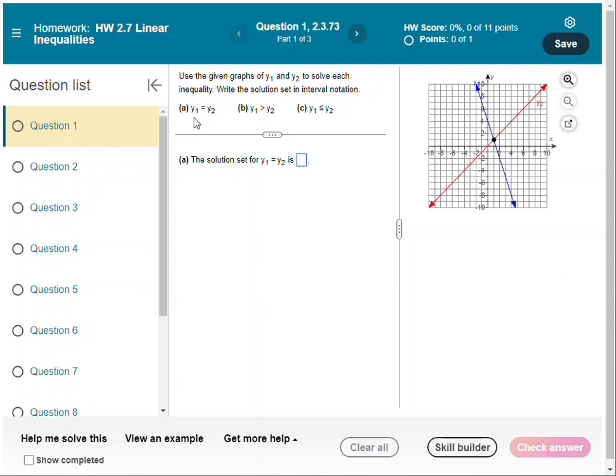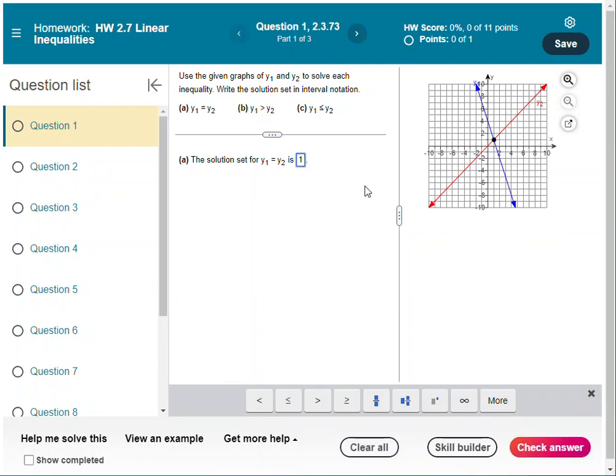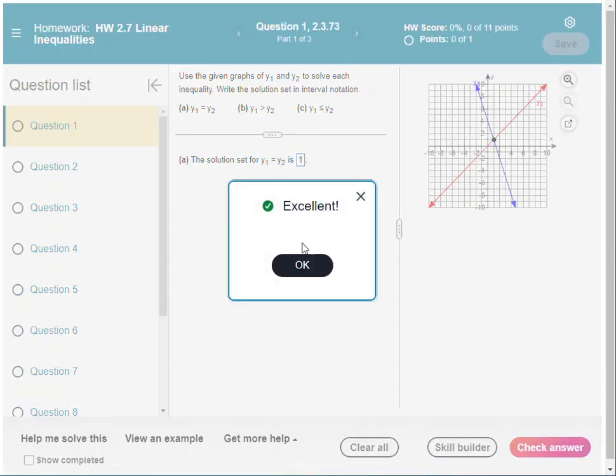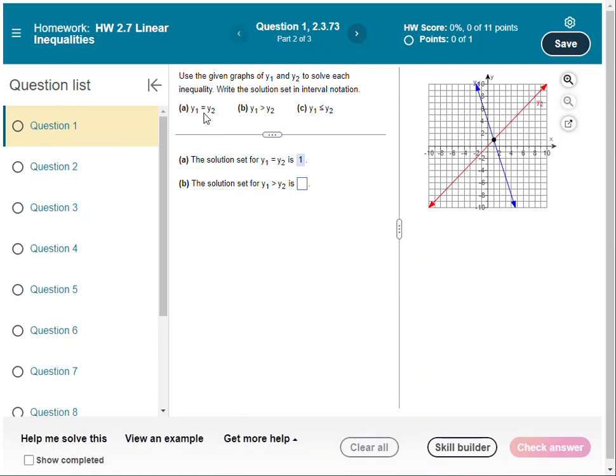The first one is to find out the solution set such that y1 is equal to y2. The solution set is going to be the x values that make this true. So where y1 is equal to y2, I can see that seems to be at an x value of 1. So my solution set is going to have the element 1 included in it. So I put 1 for the first one.